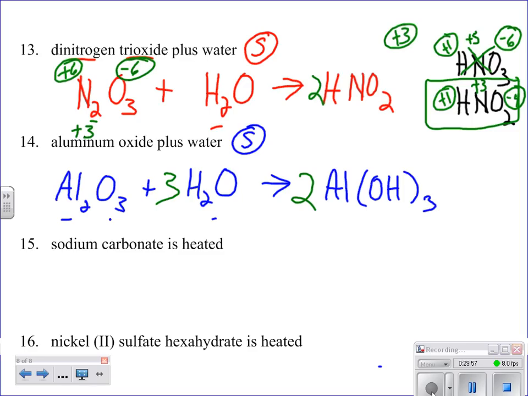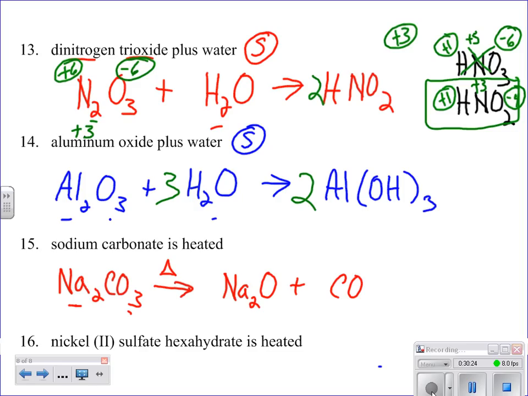Okay, sodium carbonate is heated. Na2CO3, it's heated. It does not just break down into sodium plus carbonate. You have to look at your special cases, and you see it's number 3, metallic carbonates form metallic oxides plus carbon dioxide. So metallic oxide, sodium oxide, Na2O plus carbon dioxide, and it is balanced.